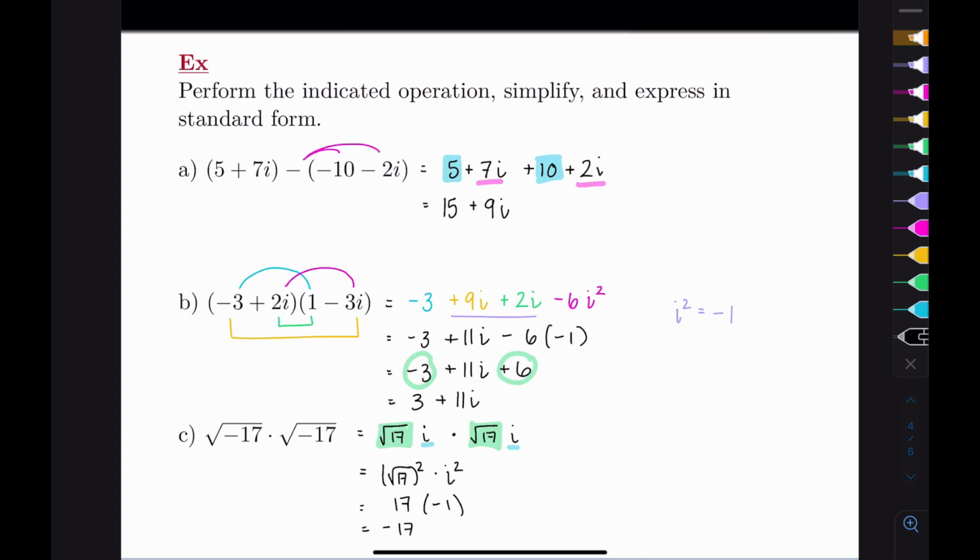It's really easy within here to do some stuff that breaks rules, so just be careful. Like I said, anytime you have a negative under a radical, turn it into an i before you start dealing with the radicals and everything left over.